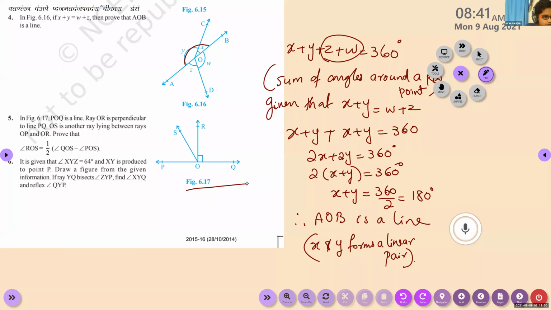Ma'am, that is a part of it: angle ROS is equal to 1 by 2 of. Ma'am, that also should be written. That was the question. Prove that.